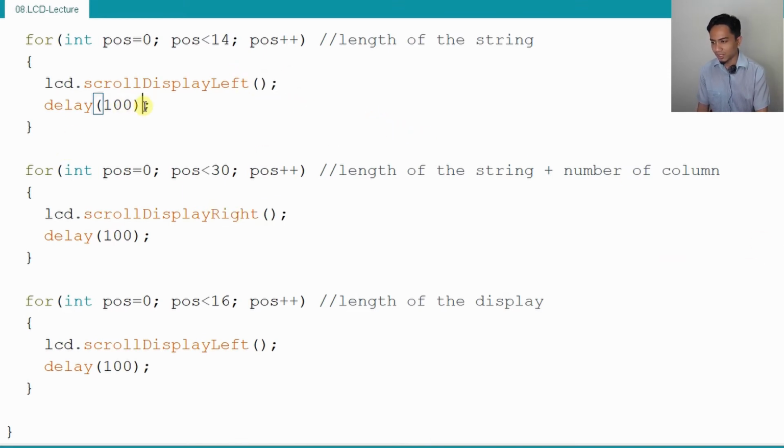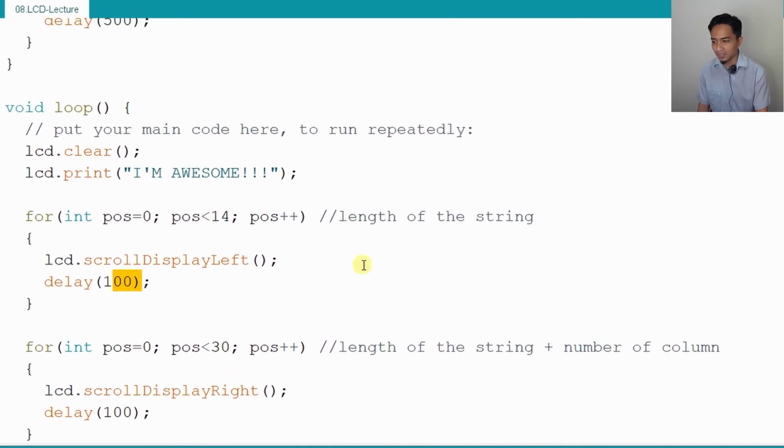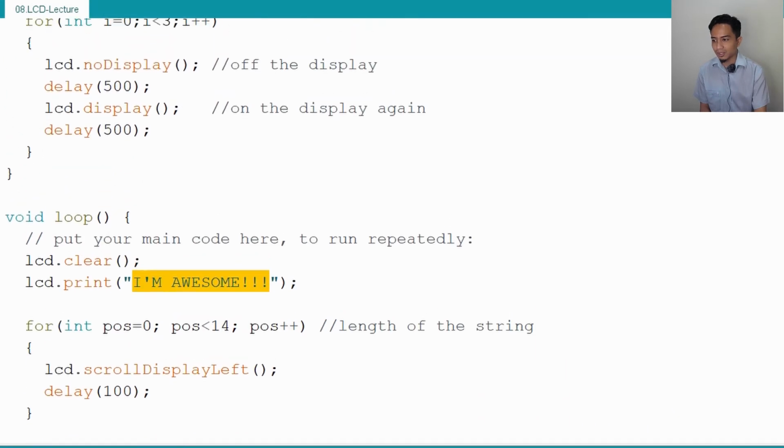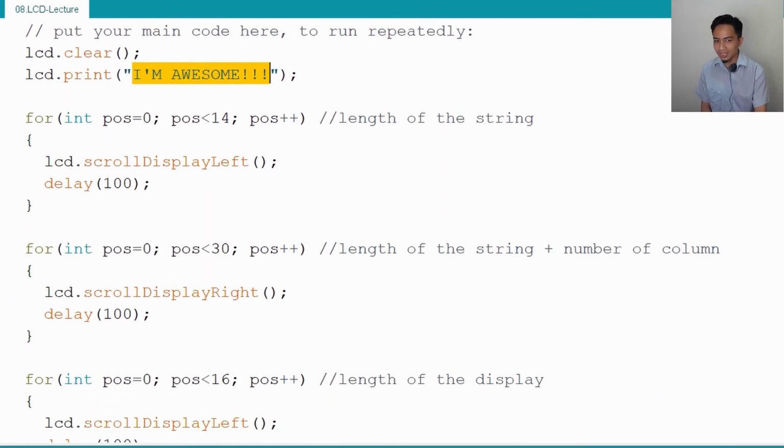If you want to slow it down, just change the delay, increase the delay, and this part here you need to adjust based on the length of the words that you use, or the length of the sentence that you use. And that's it. That is the only part for this.